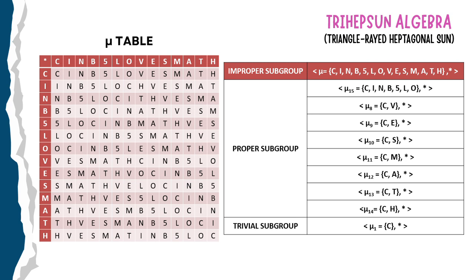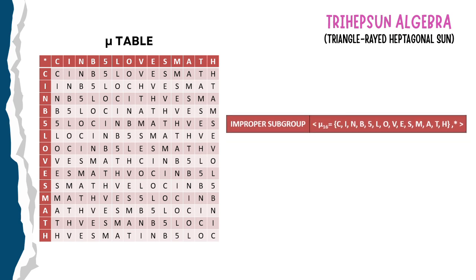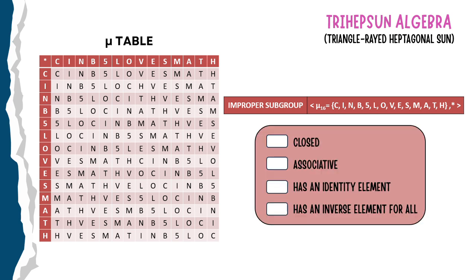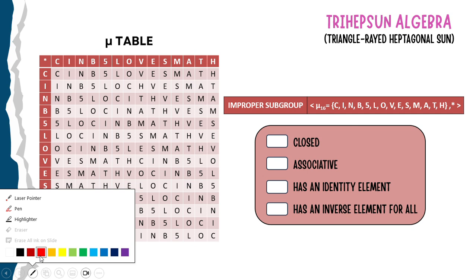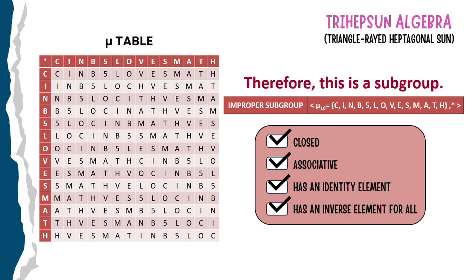Now let's check if these are subgroups. We have here the improper subgroup, mu 16, equal to C, I, N, B, 5, L, O, V, E, S, M, A, T, H. Let's check if it is closed, associative, has an identity element, and inverse for all. Since this table is a group table, it satisfies all the conditions. Therefore, this subgroup is a subgroup.